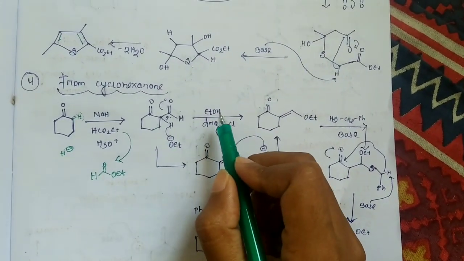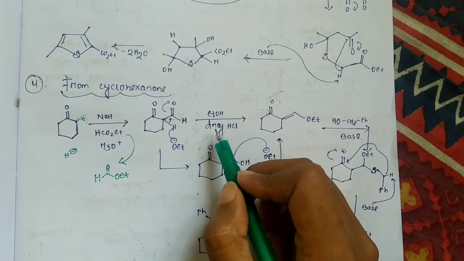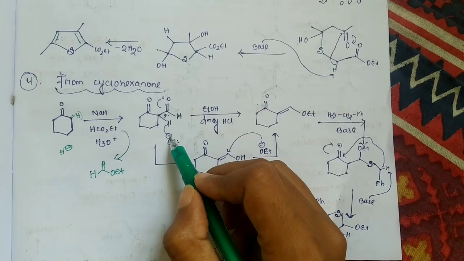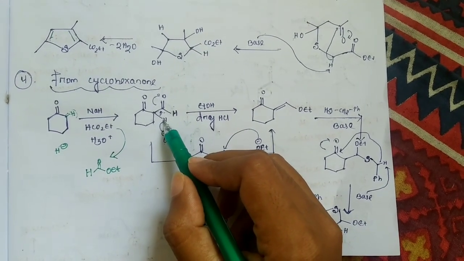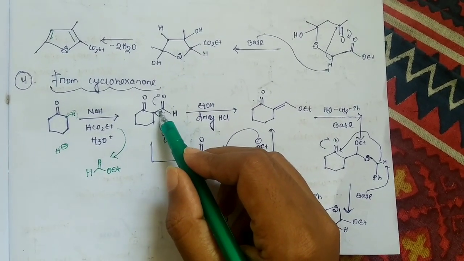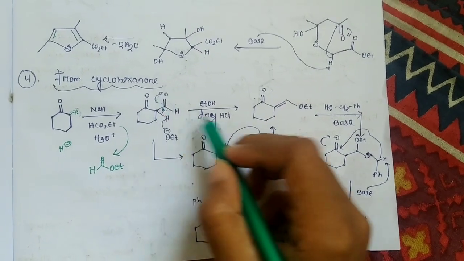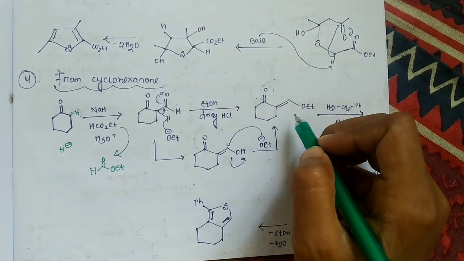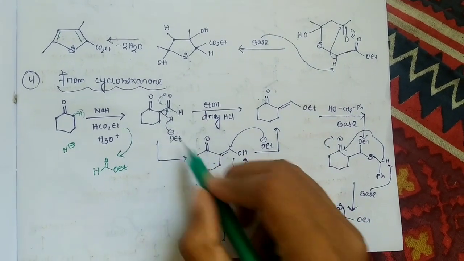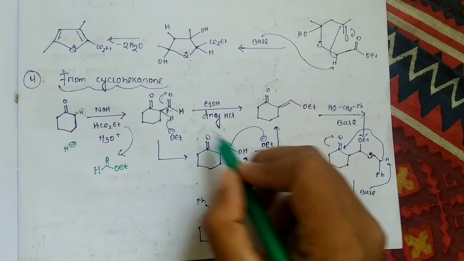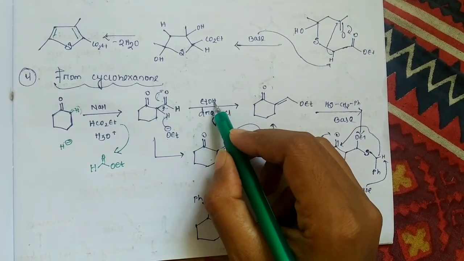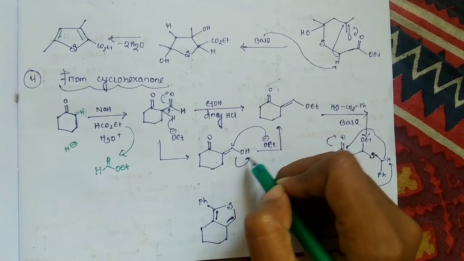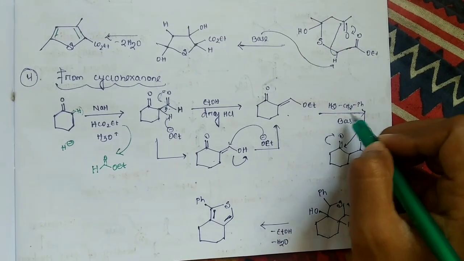Then when it is treated with ethanol and dry HCl, the ethoxide ion from ethanol will abstract a proton from here. Then the bond will move here and this bond will move upward. When this bond moves upward, O minus will be generated. It will abstract the proton at OH. Then OEt will attack here and OH will eliminate to give this product.